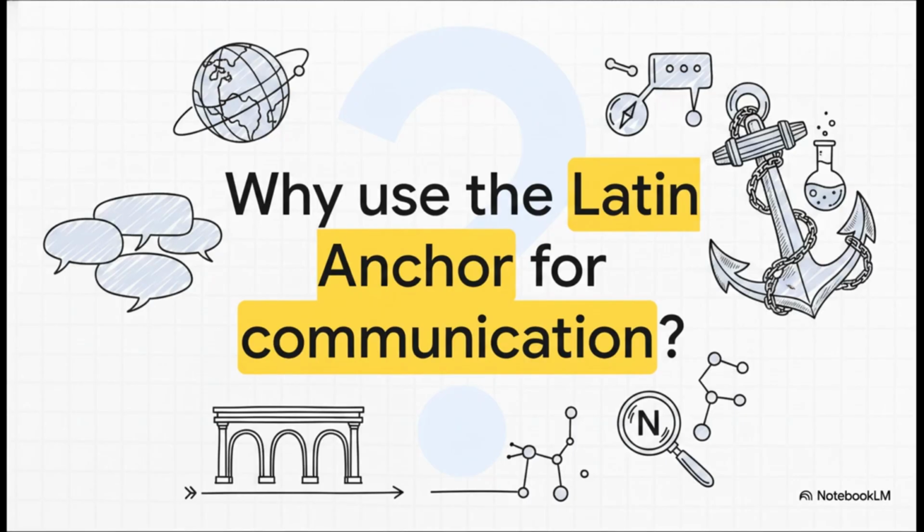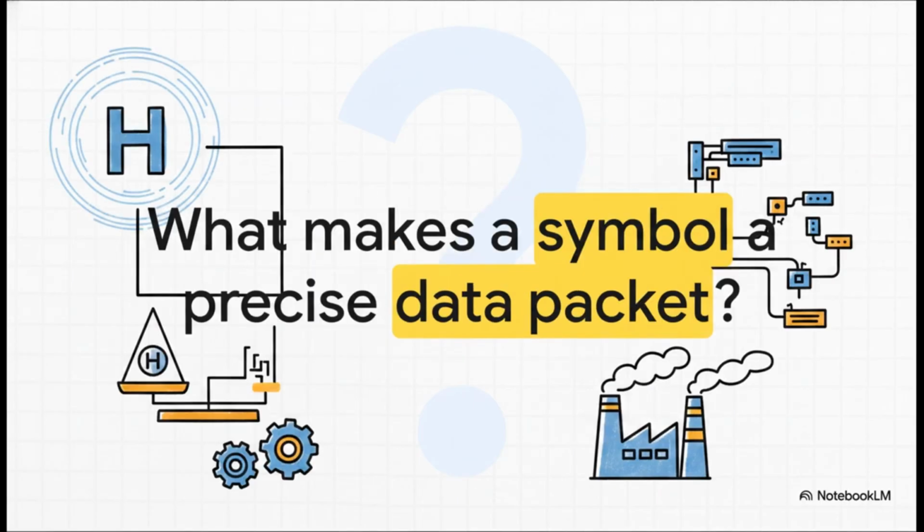Well, universality, precision, brevity, and global comprehension are our core goals, and the Latin anchor securely prevents modern, multilingual procurement errors by fixing historical roots to our symbols. Moving to question 3. Why do we call a symbol a data packet? Because it instantly gives us the identity of the element, exactly one atom's count, and a definitive mass quantity. That is the exact data required for true industrial scalability.